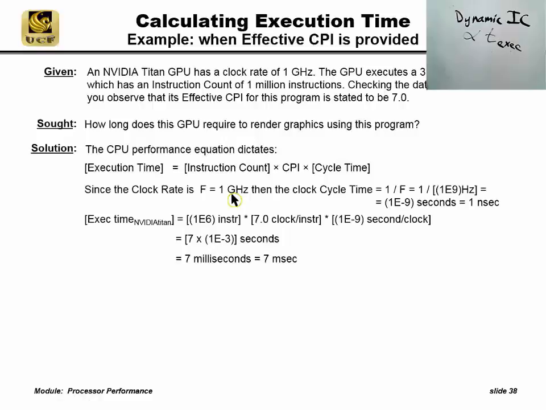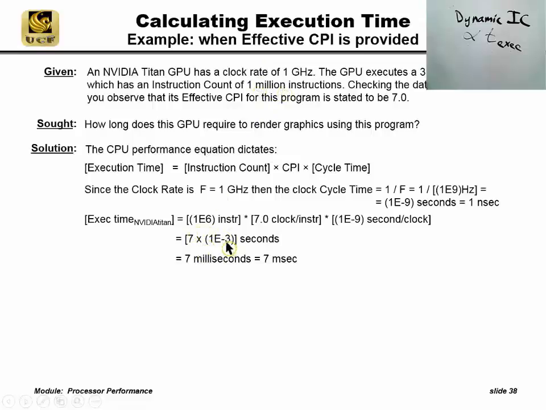How many nanoseconds does one instruction take? Well, it depends on the CPI and it depends on the clock cycle time. First question, what's the clock cycle time? At 1 gigahertz, the clock cycle time must be 1 nanosecond. So we have 1 nanosecond is the clock cycle time. The CPI, well, that's nice. It's given as 7 in the question. And how many instructions? Well, it's given as 1 million.